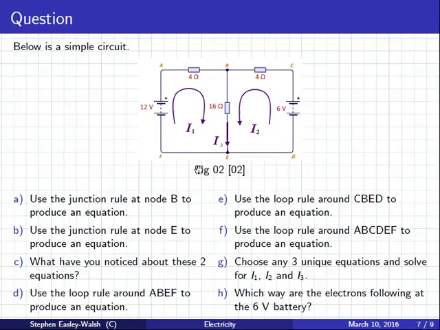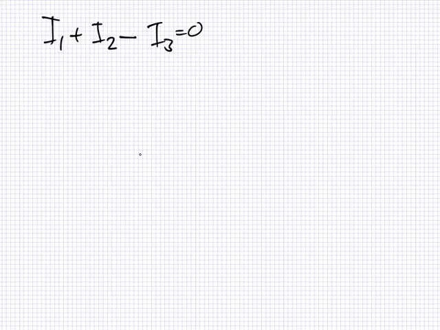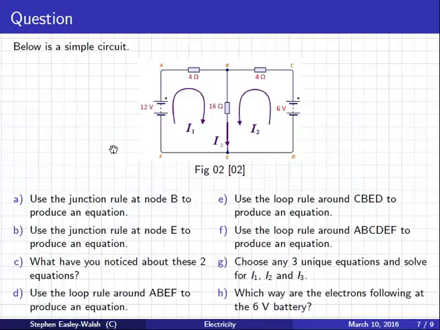Have you got it? What's going into the junction? Come on. Wake up. I3. So straight away you have I3. And what's coming out of the junction? If you think it goes this way and it goes this way, I2 equals 0. Okay, this is A, this is B.